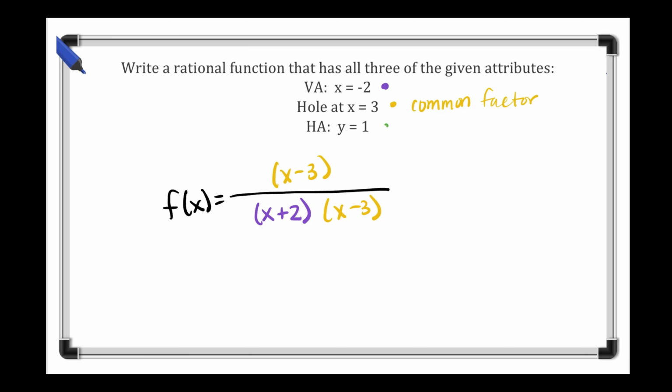And then your horizontal asymptote of y is equal to 1. We know that's even steven. So we have to look at our lead coefficients. And right now we have an x to the first and then an x to the second. So what we're going to do is make sure the degrees are the same. So we could make that a 2. And we want y is equal to 1. So you have 1 over 1. You could have, again, 2 over 2, 3 over 3.